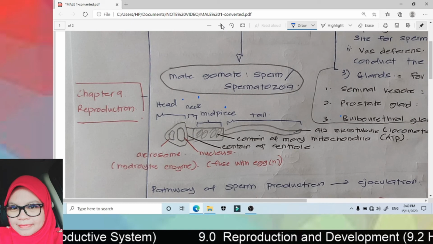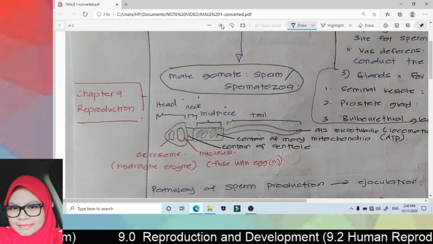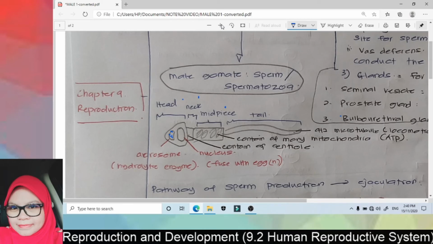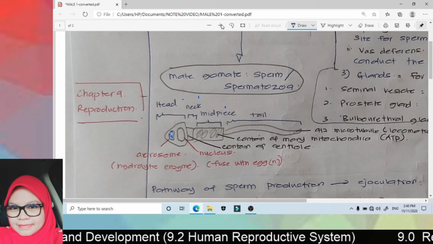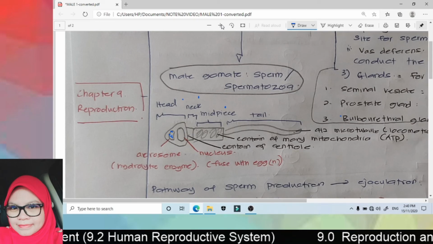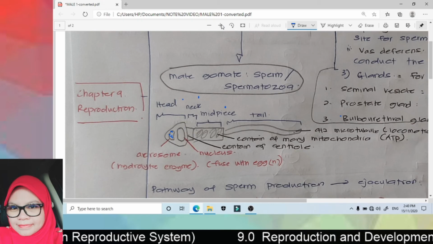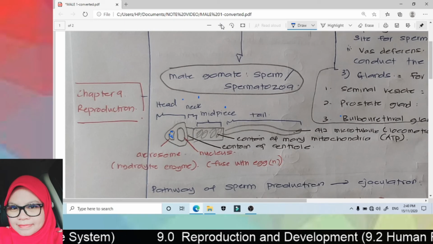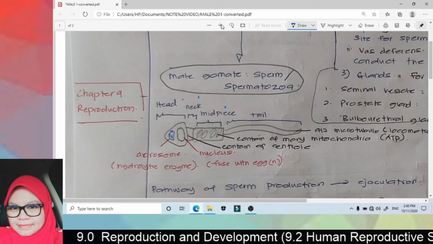So look at the head structure. In the head, it has the acrosome. This acrosome contains hydrolytic enzyme. This is very important to penetrate the zona pellucida. What is the zona pellucida? A jelly layer of the secondary oocyte of the female. Nanti kita akan tengok. And then also in the head structure there is the nucleus. So the nucleus inilah yang akan union, inilah yang akan bercantum dengan egg cell. Tail tak akan bercantum. Yang akan bercantum hanyalah nucleus.